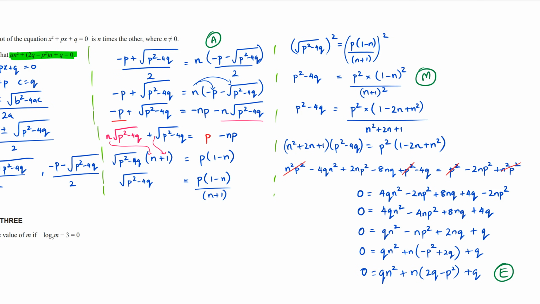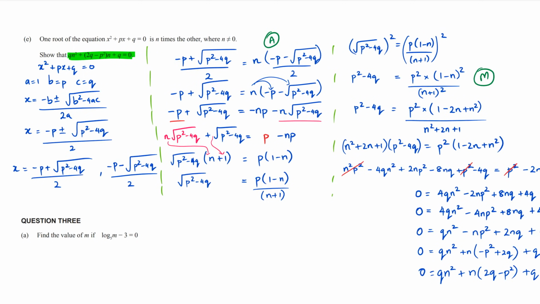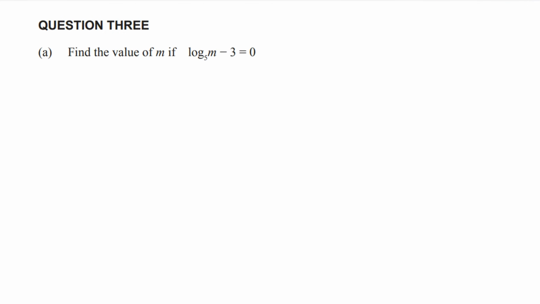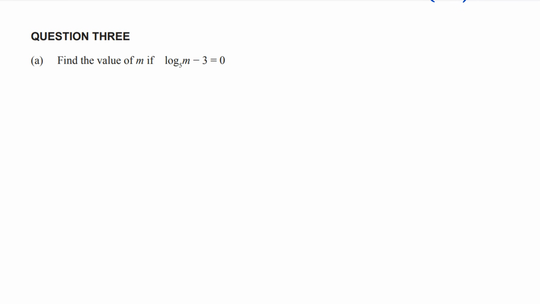All right, anyway, let's go to the next part of this question. So we're going to question 3. All right, guys, with question 3a, the first step that we want to be doing is we want to rearrange this. So log base 5 of m is equal to 3, and then using our log rules, we can say that m is equal to 5 to the power of 3, and m is equal to 125. Nice question for an achieved.